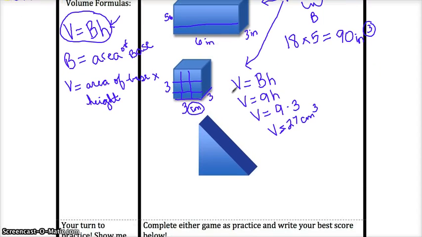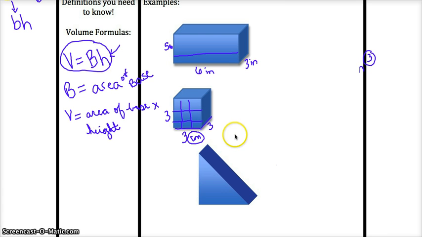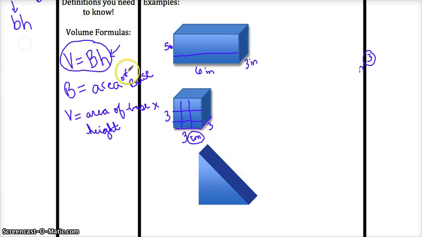Okay, then the only other part of this that is somewhat tricky, but it is not too hard, I know you guys can get it, is the triangular prism. So let me erase this stuff. If you need to copy this down, go ahead and pause the video now. Okay, so when we're looking at a triangular prism, we still use the same formula. We still do volume equals area of the base times the height.